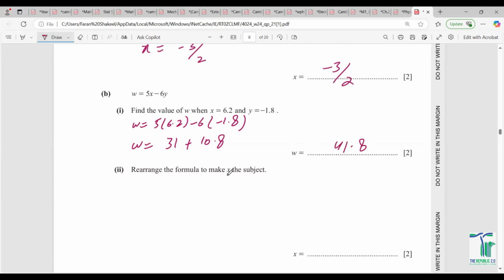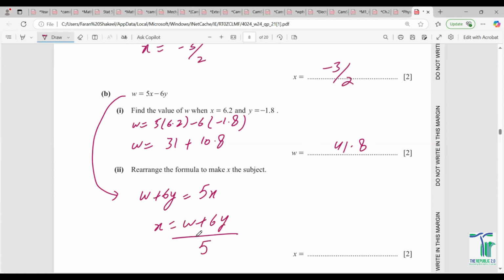Rearrange the formula to make x the subject. In this formula you have to make x the subject, and that is going to be w plus 6y equals 5x, and x is going to be w plus 6y divided by 5. That is how we can make x the subject, which is equal to w plus 6y divided by 5.